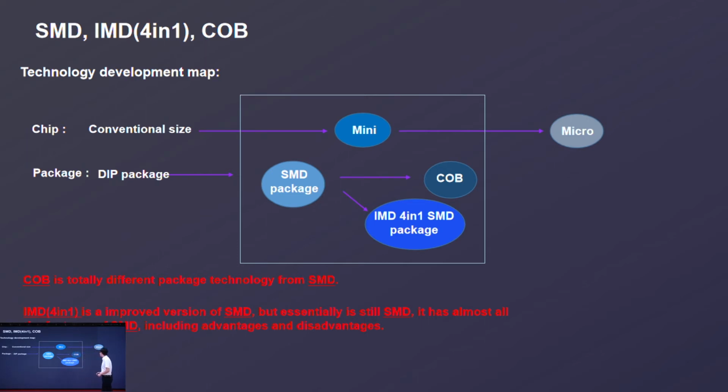But you can tell from this picture, IMD is a branch of SMD, and COB is more like a brand new and revolutionary technology. So we could have this conclusion: COB is a totally different package technology from SMD, and IMD is the improved version of SMD, but essentially it's still SMD, which means it has almost the same advantages and disadvantages of SMD.